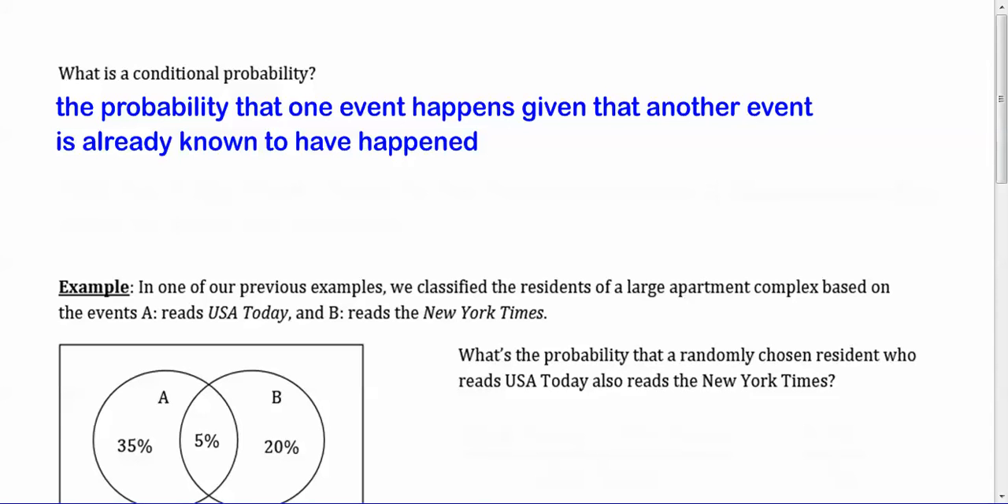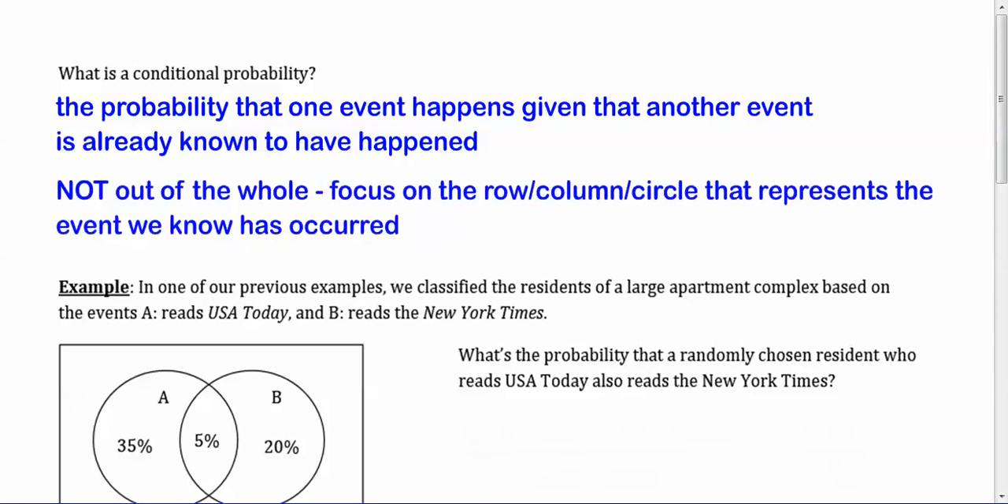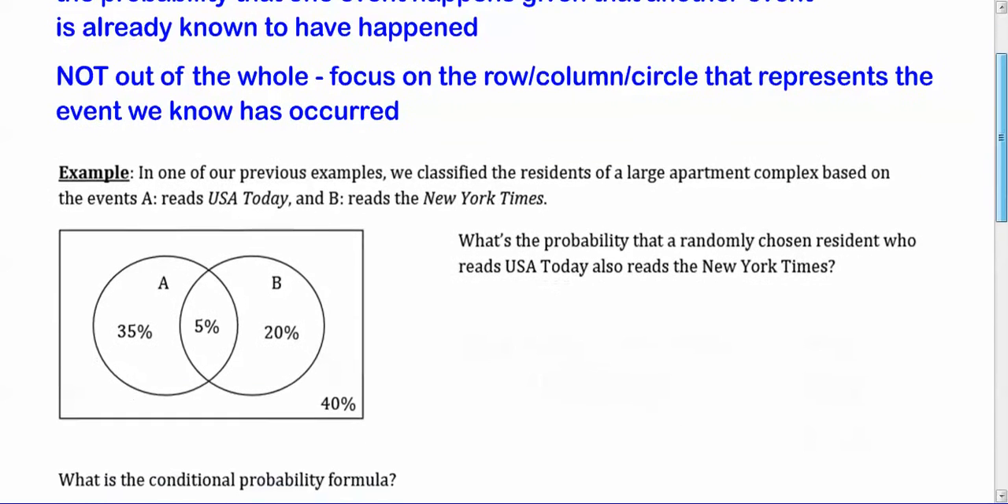Now, you just need to remember it's not going to be out of the whole. You're just going to focus on the particular row or the particular column or the particular circle that represents the event that you already know has occurred. So a quick example of this using a Venn diagram, because I suspect that a lot of you were using the table for the previous example, is this one here.